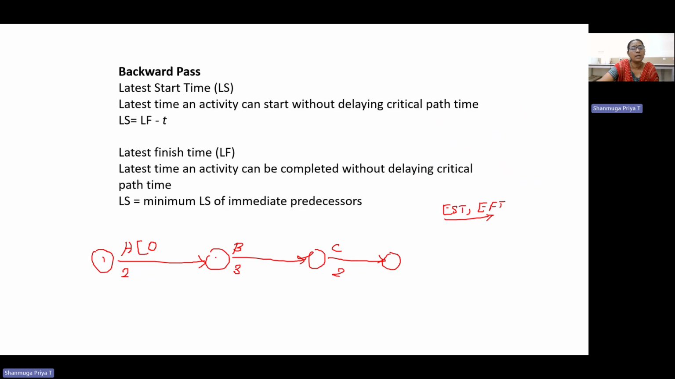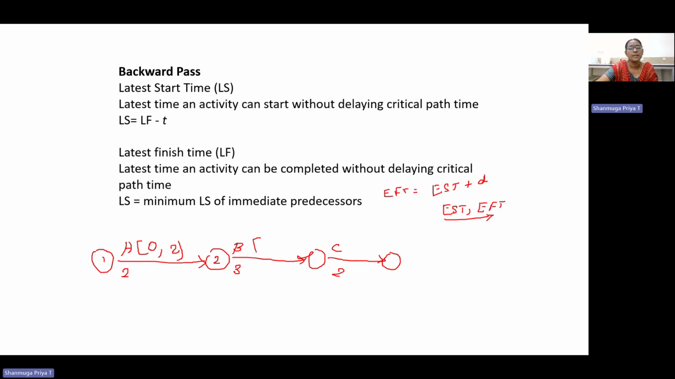So we have to mention 0 as the earliest start time. Earliest finish time is equal to earliest start time plus duration, where D is equal to duration.